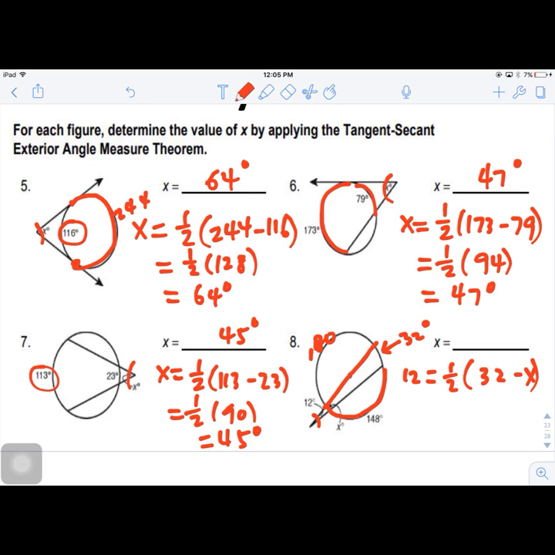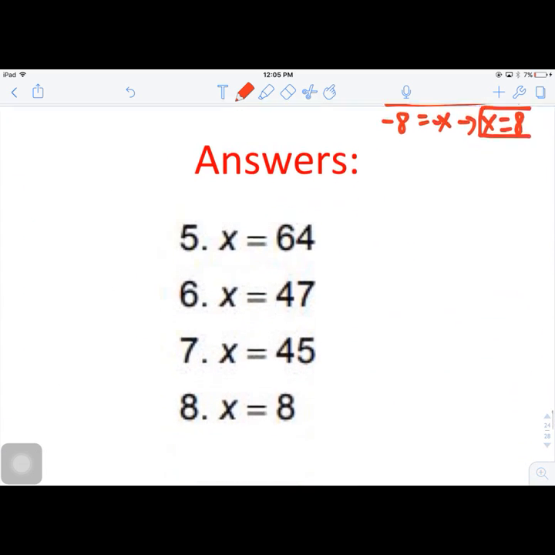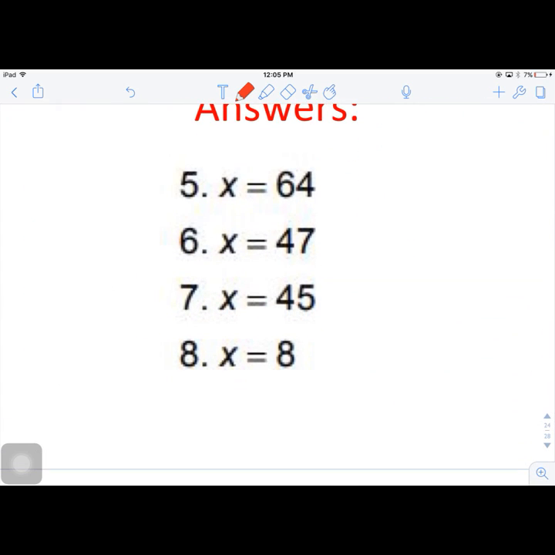So now we're going to solve for X, multiplying by 2 on both sides, and that's going to be 24 equals 32 minus X. Subtract 32 from both sides, and we have negative 8 equals negative X. Again, we create X equals 8 by dividing by negative 1 on both sides. So we have X equals 8 degrees. And that's the last of this problem. Here are the answers again.